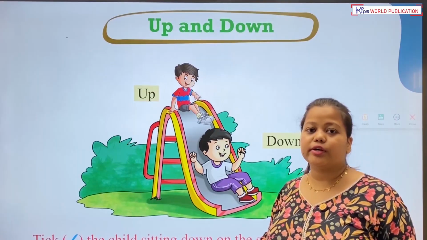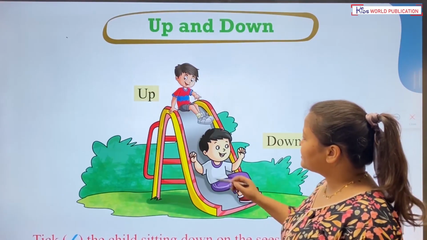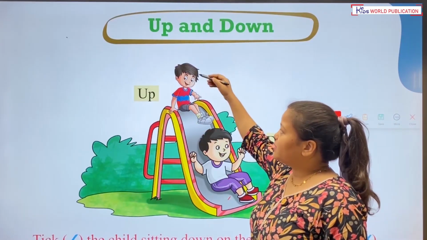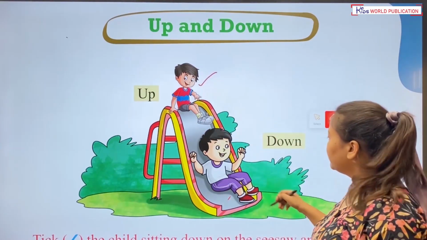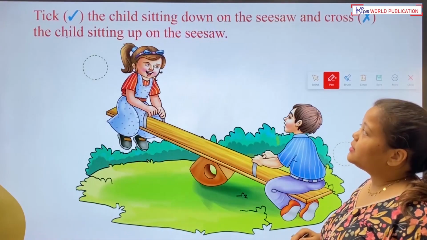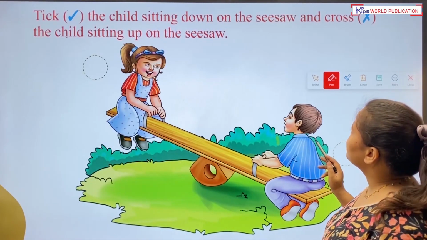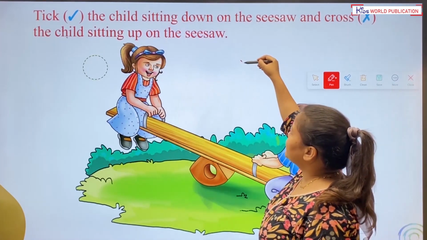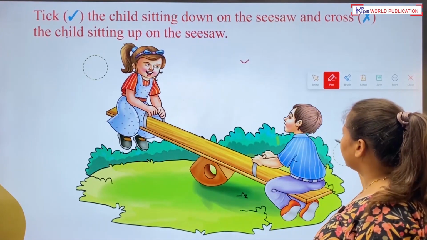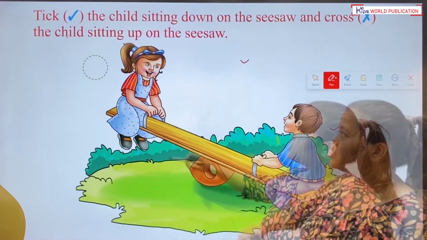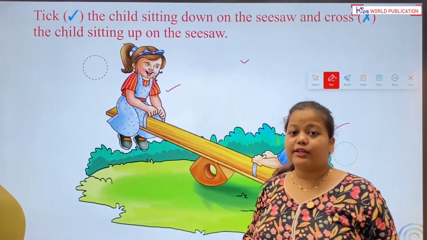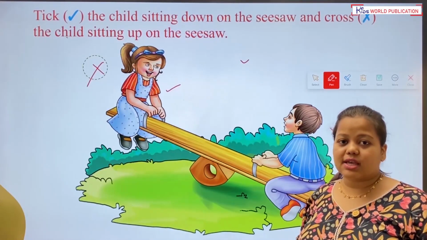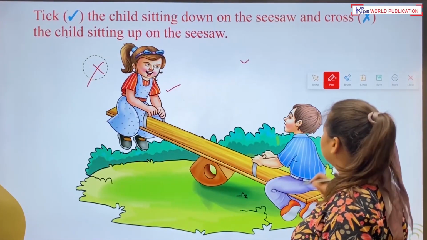Up and down. So kids, here you can see a picture. Kids are playing on a slide. One kid is up and one kid is down. Pick the child sitting down on the seesaw and cross the child sitting up on the seesaw. So kids, here you can see a picture. Kids are playing on a seesaw. The girl is on the upside, so we will cross it. And the boy is on the downside, so we will tick it.